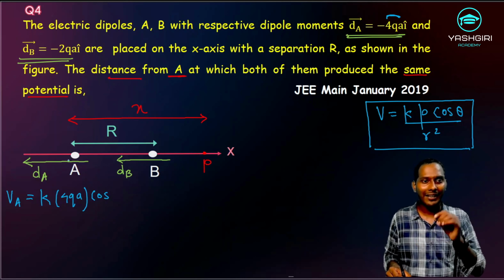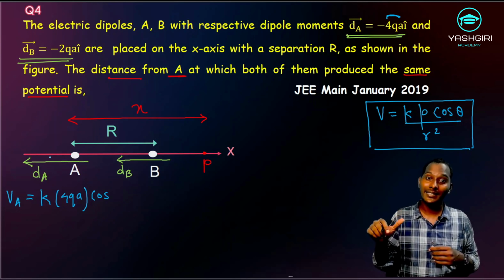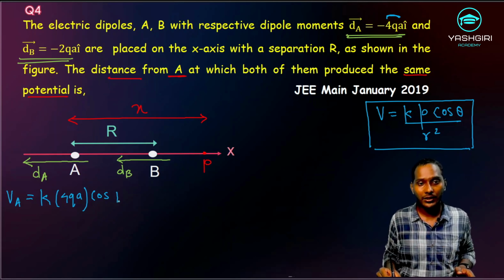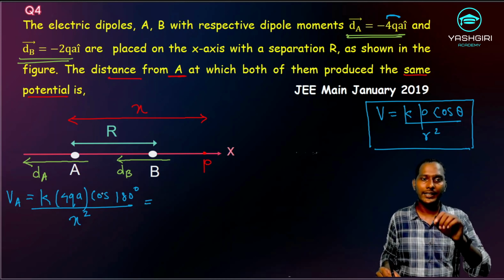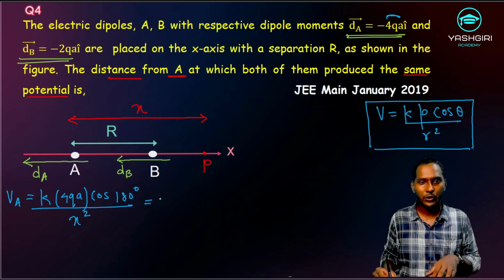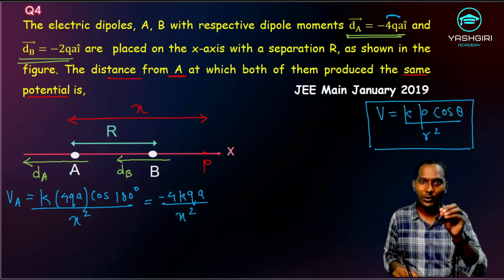So here in this case, the electric dipole moment, if you just see, is pointing towards the negative x-axis, and the position vector is exactly opposite to that. So here theta will be 180 degrees, divided by the distance, that is x square. Since cos of 180 degrees is minus 1, that gives me, students, minus 4kqa divided by x square. This is the electric potential at a point P due to dipole A.